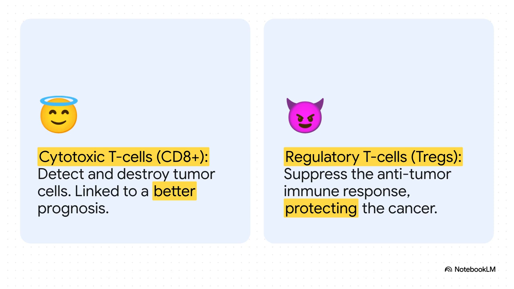It actively cultivates the corrupt cops. These are the regulatory T cells, or Tregs. Now, Tregs have a vital normal function. They prevent autoimmunity by calming the immune system. But the tumor exploits this. It floods the TME with signals that recruit and expand these Tregs, which then pump out immunosuppressive cytokines like TGF-beta and IL-10. They essentially tell the good cop CD8+ cells to stand down and ignore the threat.